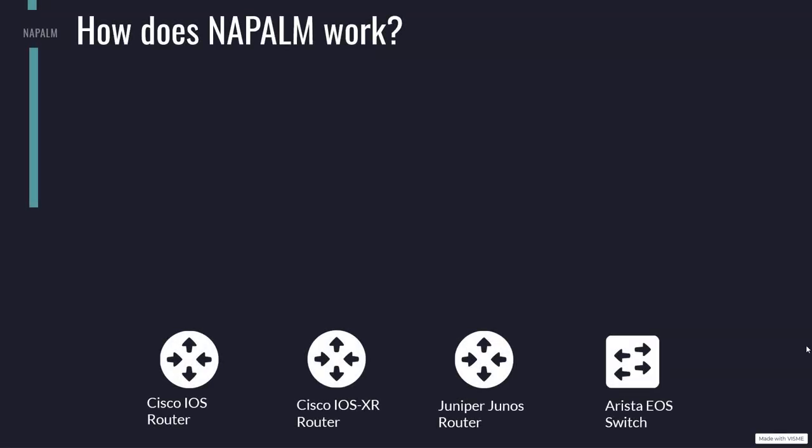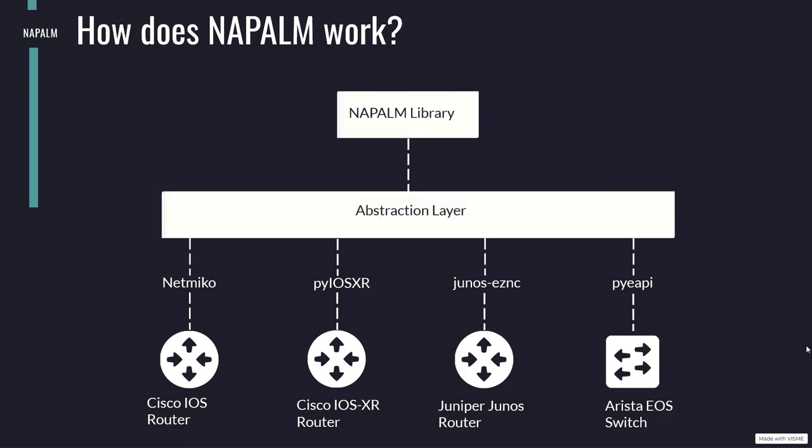How does NAPALM work? Let's see it in the following way. If you want to access different network devices with different operating systems through Python, you will most likely find and use libraries developed for each operating system. It will be a heavy task to apply network programmability and automation in a multi-vendor network, as we have to study and learn to use the functions of each library. To make it easier, NAPALM adds a layer of abstraction. This layer is what allows us to use the same functions to perform the same action in different operating systems.